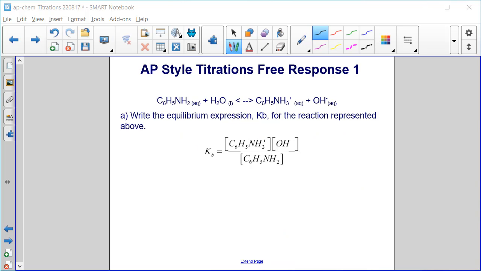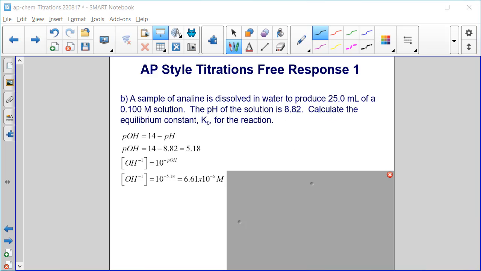All right, so part A, pretty straightforward, writing the equilibrium expression Kb for the reaction. So we've already been given the reaction in the problem. We just need to have the concentration of the products multiplied on the top, and then divide by the concentration of the base on the bottom. And that's our Kb expression.